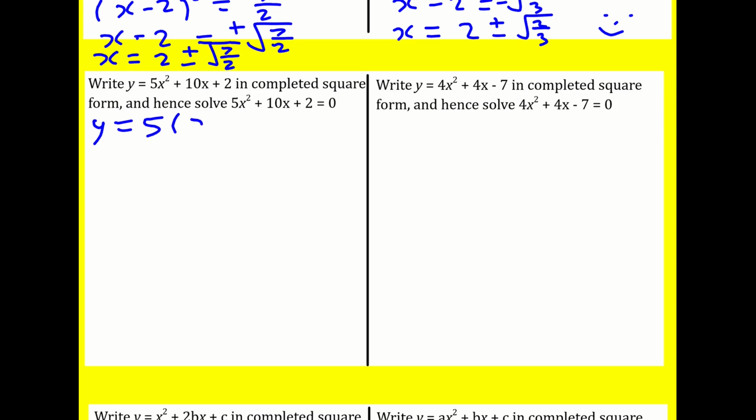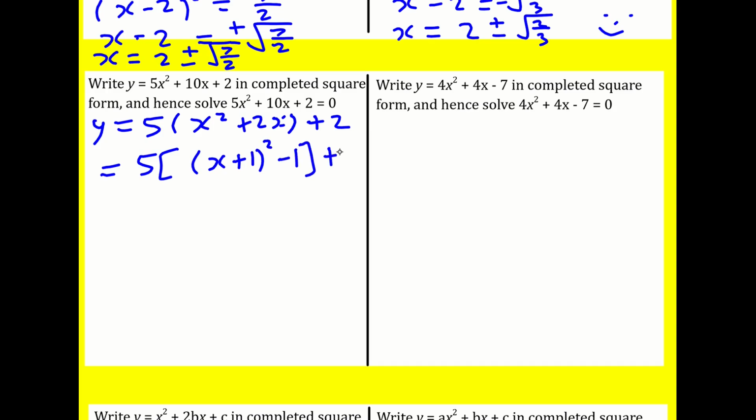Okay, same again. Factorize 5 out, but leave that constant by itself. 5 square bracket x plus 1 squared minus 1, plus 2. It's going to be minus 5, plus 2, which is minus 3. I'm going to go straight there now. And that's my answer. Solve it equal to 0.